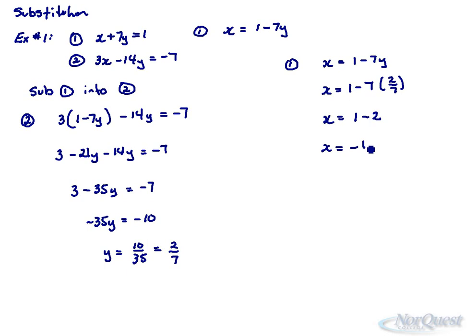So just to recap before I do my check, with substitution, you look for the easiest equation to manipulate for a variable. And by that I'm saying look for something that has a coefficient of 1 or negative 1 on a variable. Solve for it. Plug that equation into the other equation, solve for the one unknown, put it back into the original, solve for the other unknown, check your solution. So let's do that on the next slide here.